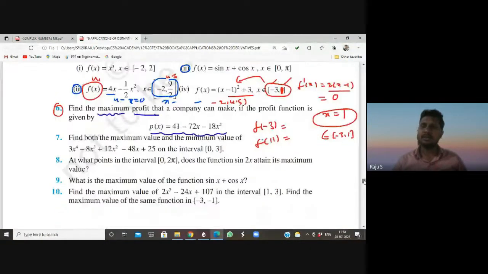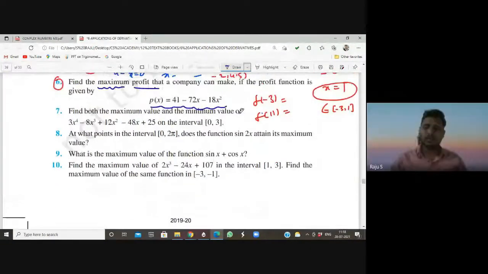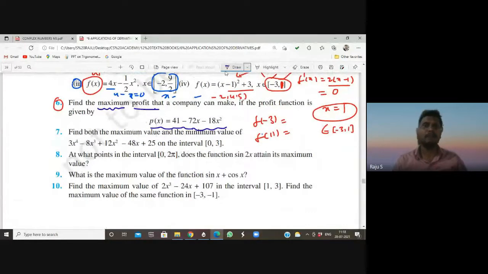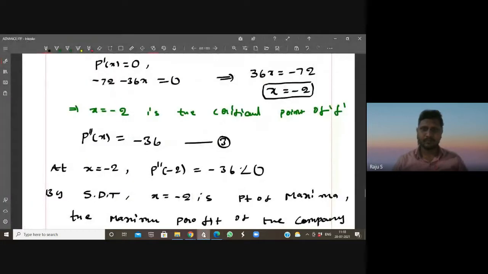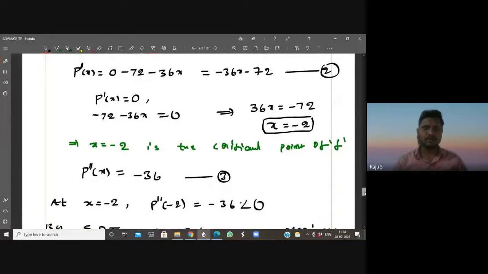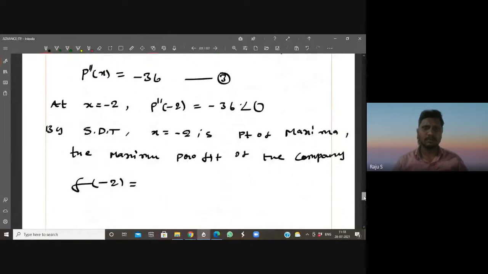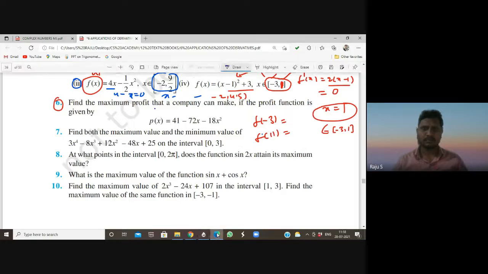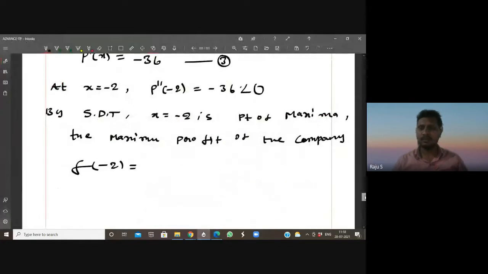Clear, Kishore? Okay, sir. With the help of method 1 also we can do it, but it is better to apply method 2. With the help of applications of derivatives alone, you can find it. What is the answer they gave, Amma? According to that, we have done it correctly. Is it clear? So find f of minus 2. What is the f of minus 2 value?